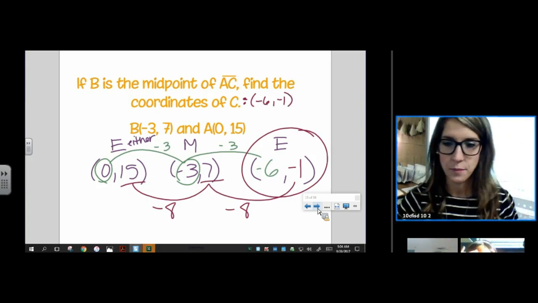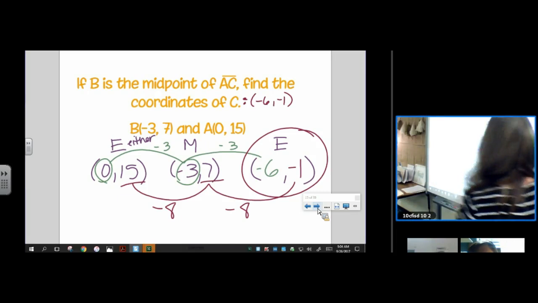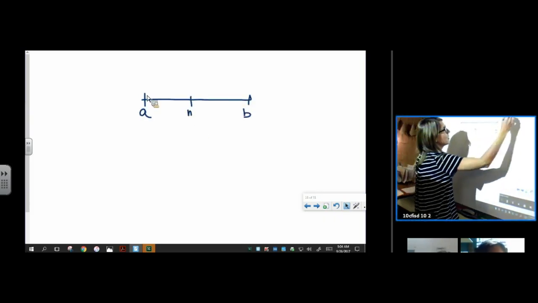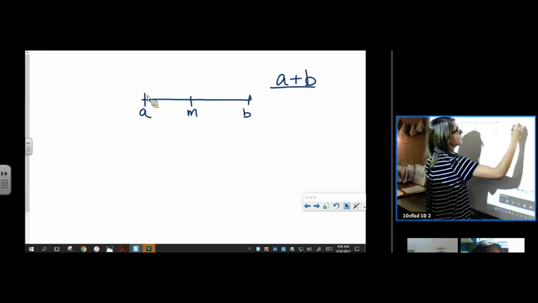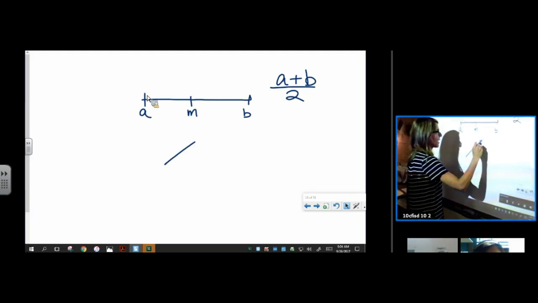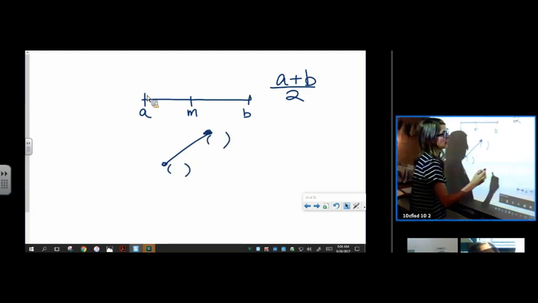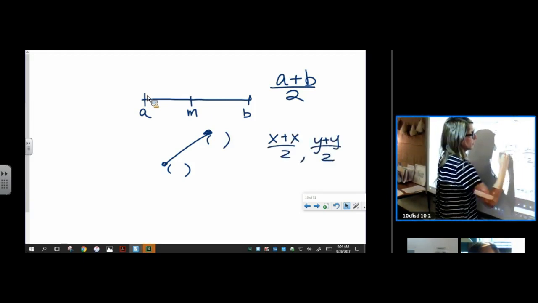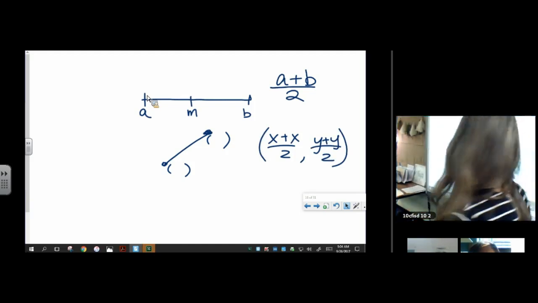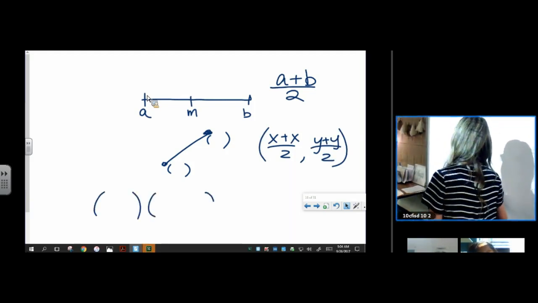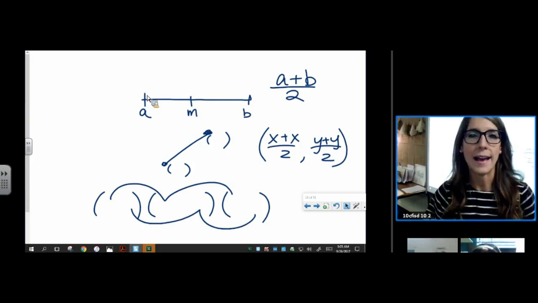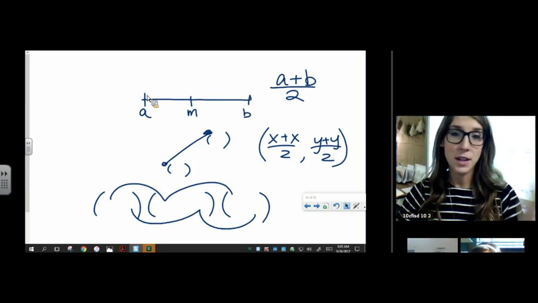That is the answer. Let's summarize what we learned real quick because we did a lot today. We learned how to find midpoint on a number line. If this is A and this is B and you want to find M, you add the endpoints and divide by 2. We learned how to find midpoint on the coordinate plane. You add your X's and divide by 2. You add your Y's and divide by 2. That's the midpoint formula. And then we learned how to find endpoint. And to find endpoint, you leapfrog with your X's and you leapfrog with your Y's. So those are the 3 main things we covered today. Make sure you try your homework tonight.